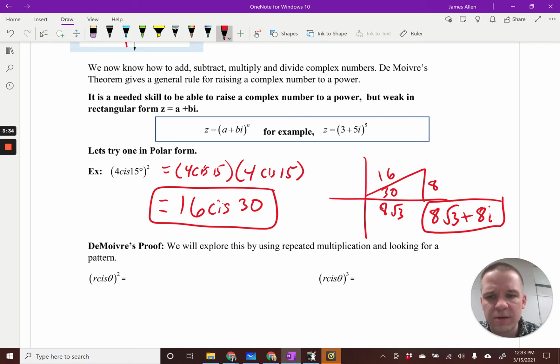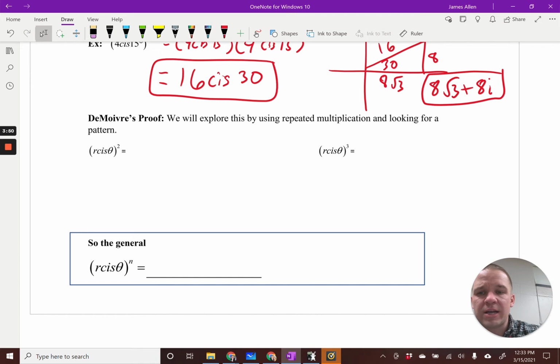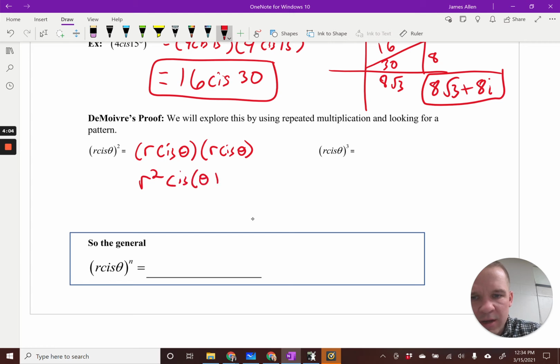So now, DeMoivre's theorem, we're going to prove this and try to generalize it. Because if you actually look at it, 4 squared is 16, and 15 times 2 is 30. So I'm looking at this and I'm like, well, maybe there's some kind of pattern here that we could see. So let's generalize after we go through the first couple. For this one, I would have r cis theta times r cis theta. So that'd be r times r, which is r squared, and then cis theta plus theta. So now I'd have r squared cis 2 theta.